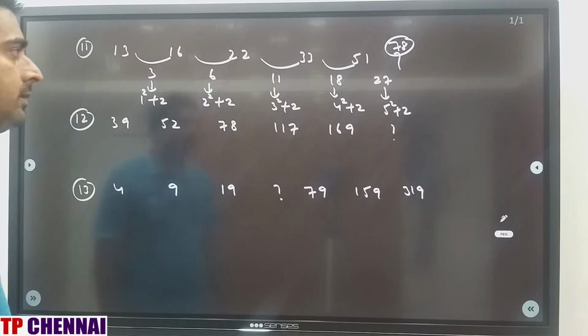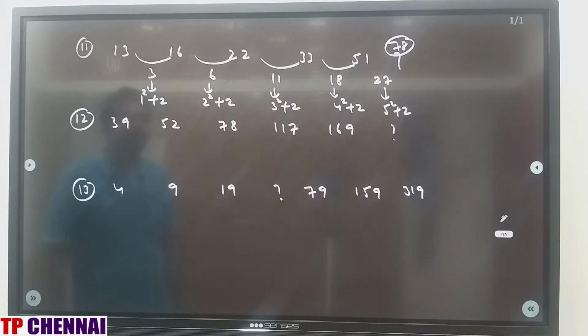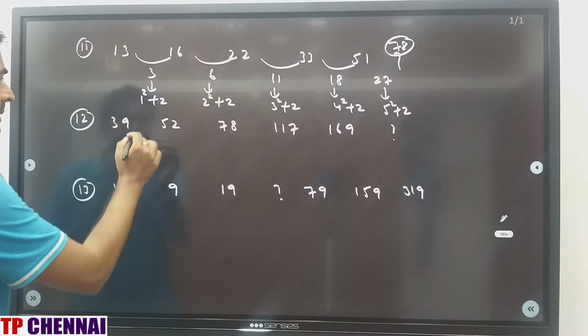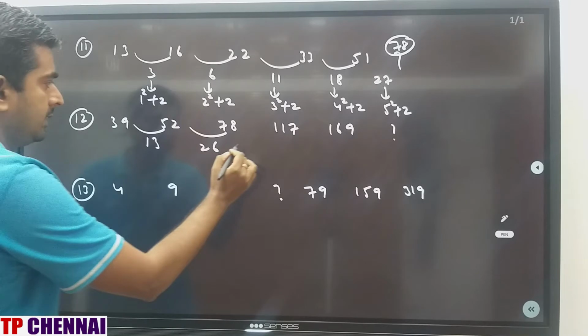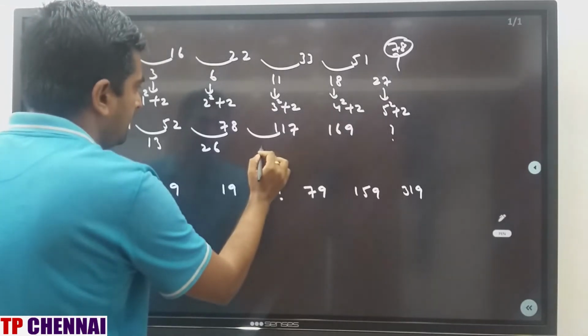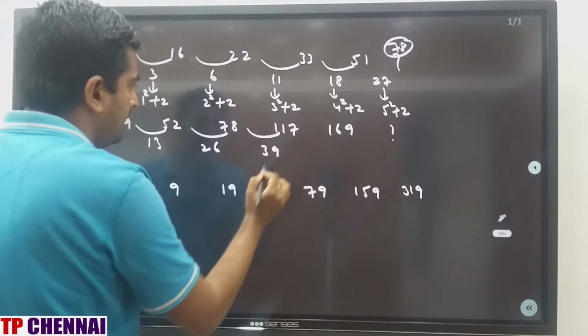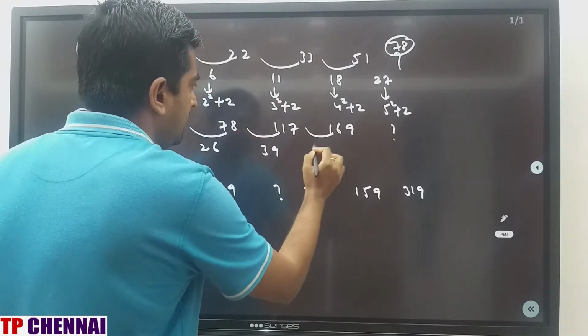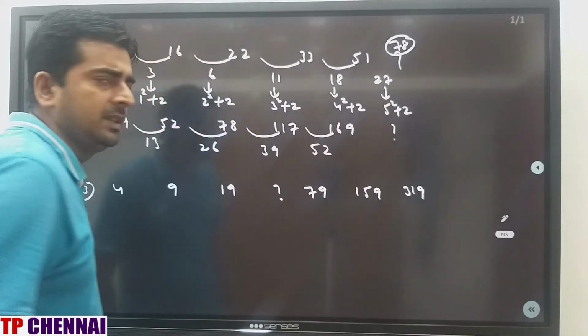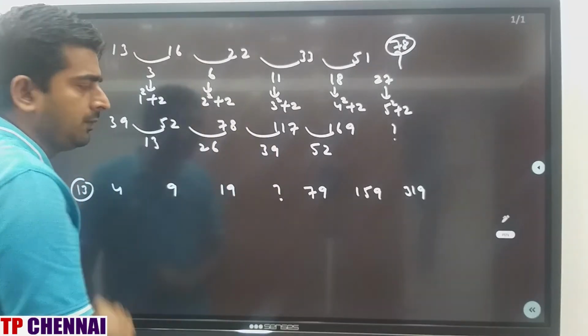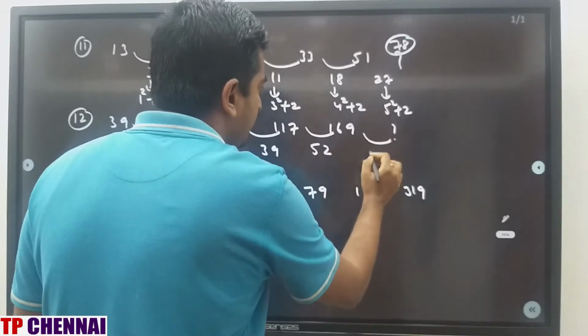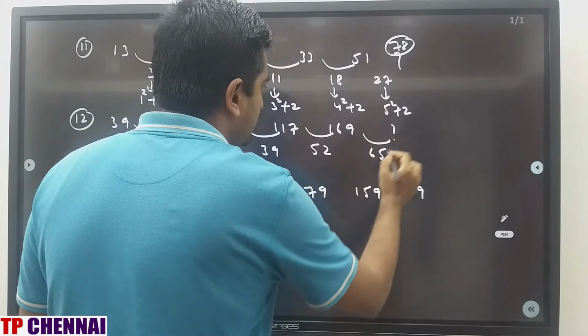Right? Next one: 39, 52, 78, 117, 168, question mark. Here how much gap is there? 30. Here how much gap is there? 26. Here how much gap is there? 39. Here how much gap is there? 52. That means the 13 table is going on. 13 ones are 13, 13 twos are 26, 13 threes are 39, 13 fours are 52. Next is 13 fives are 65. When you add 65, what is the answer?